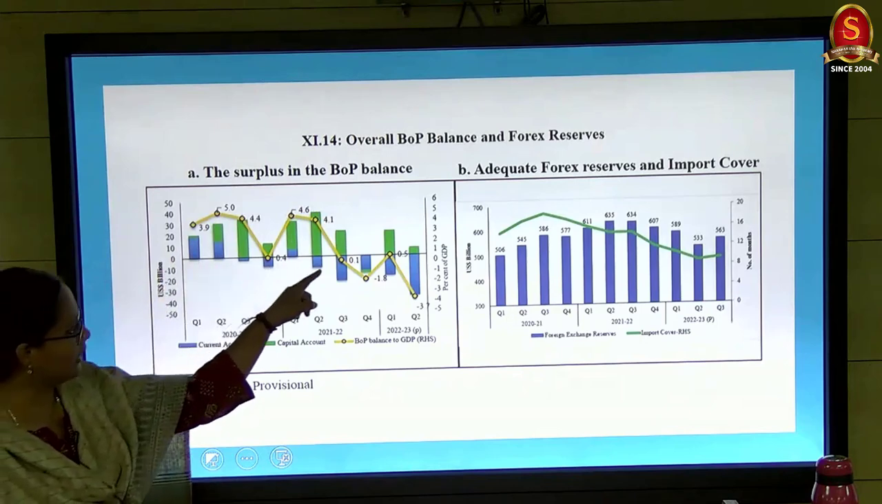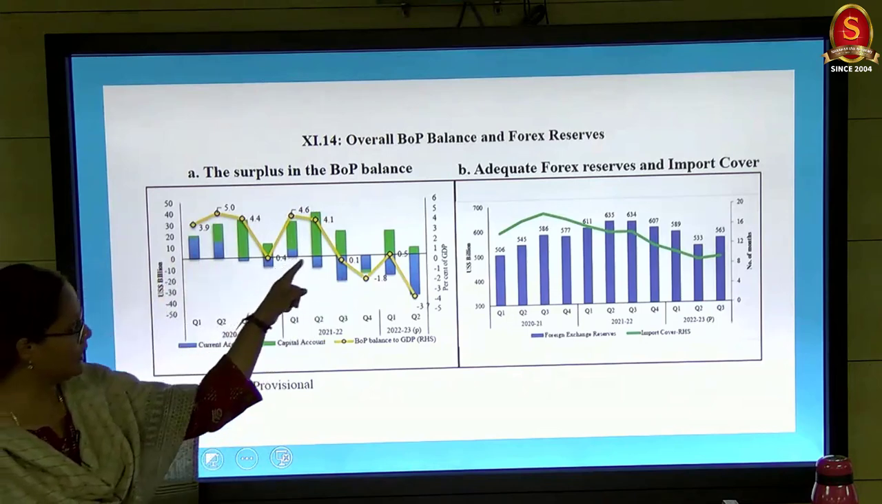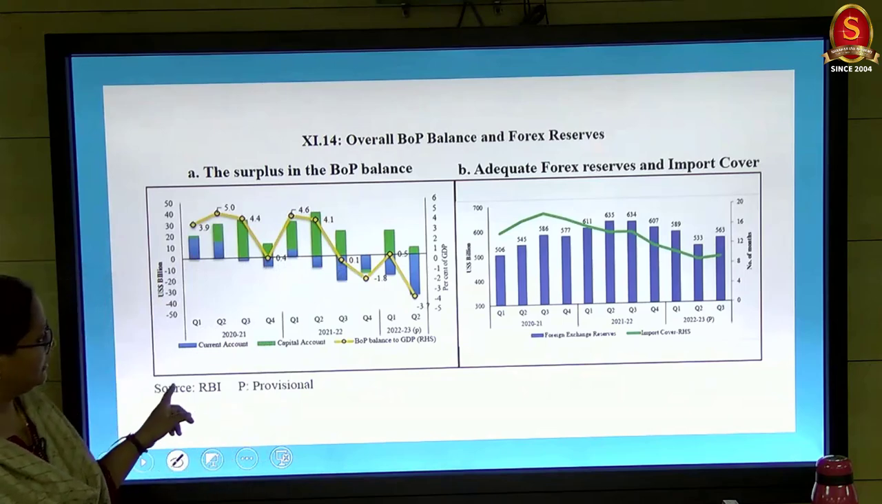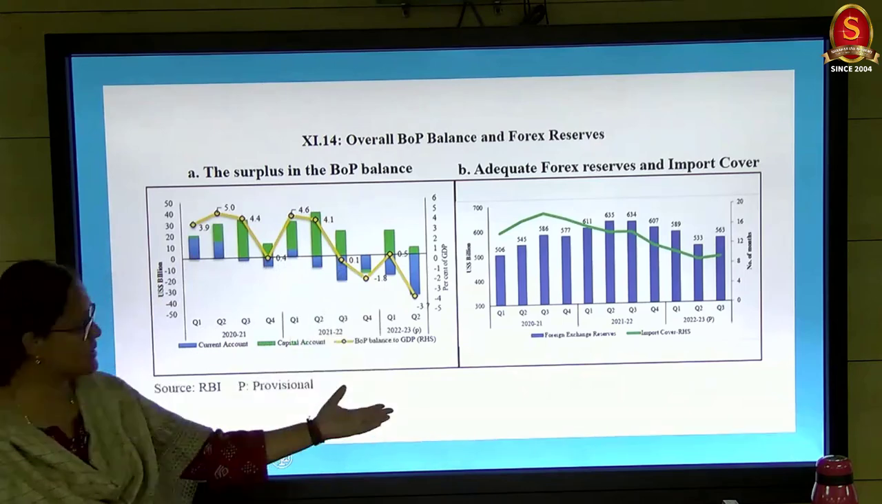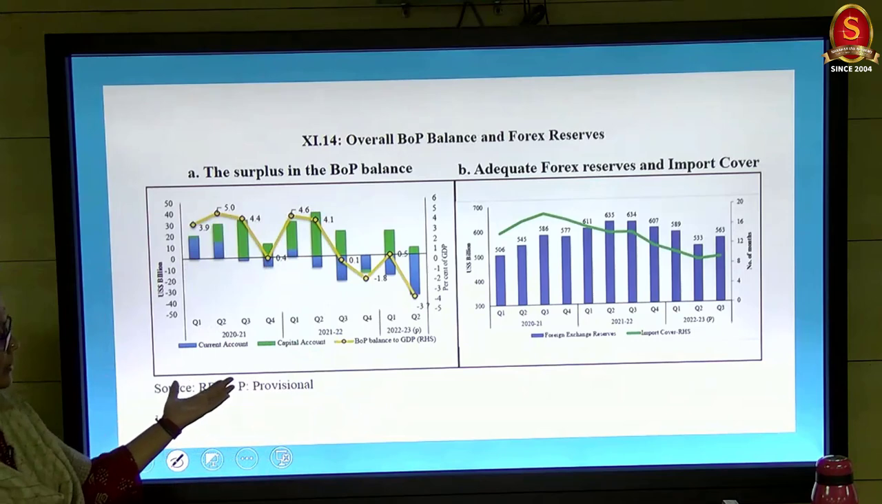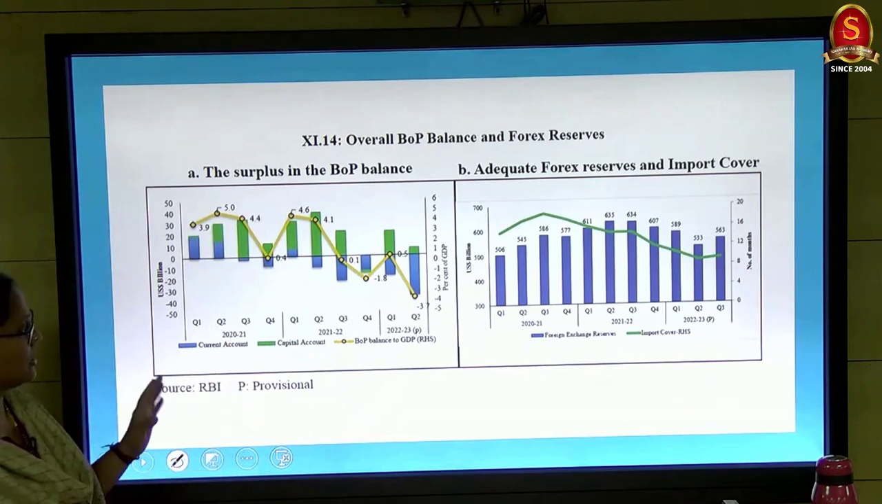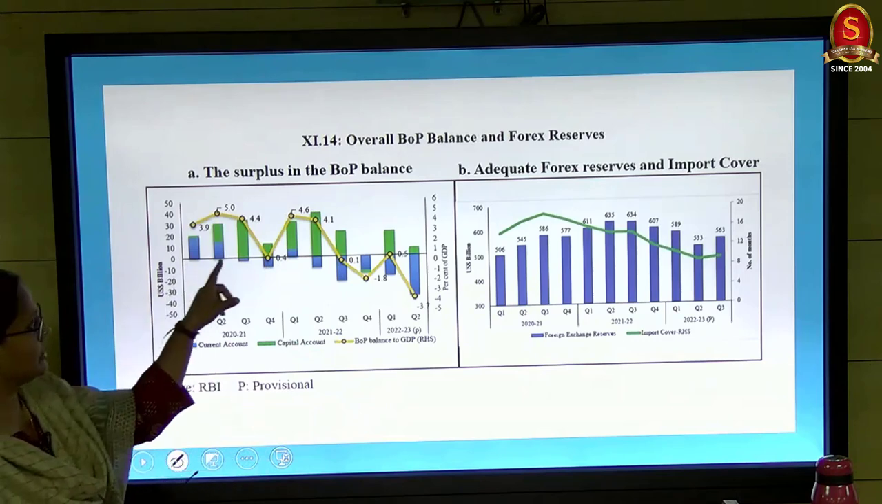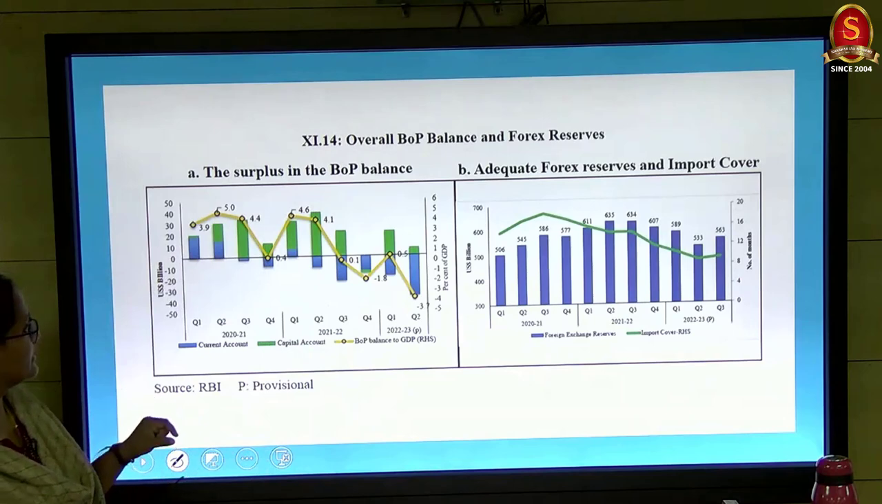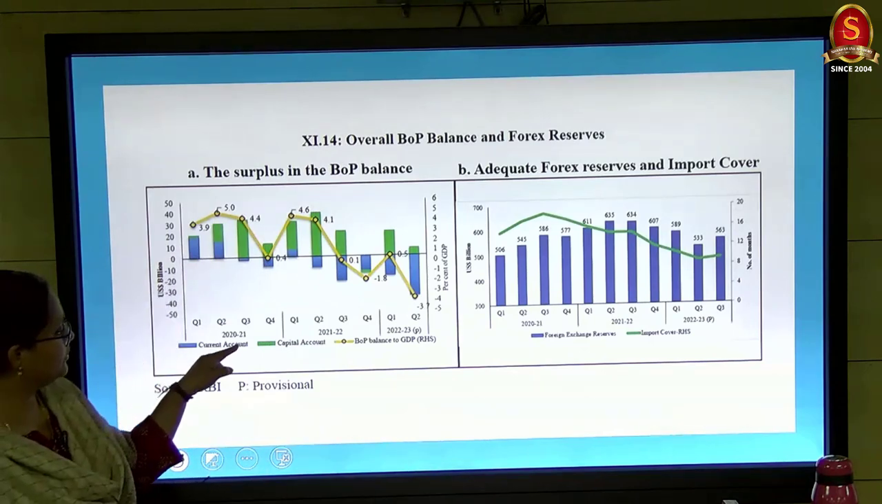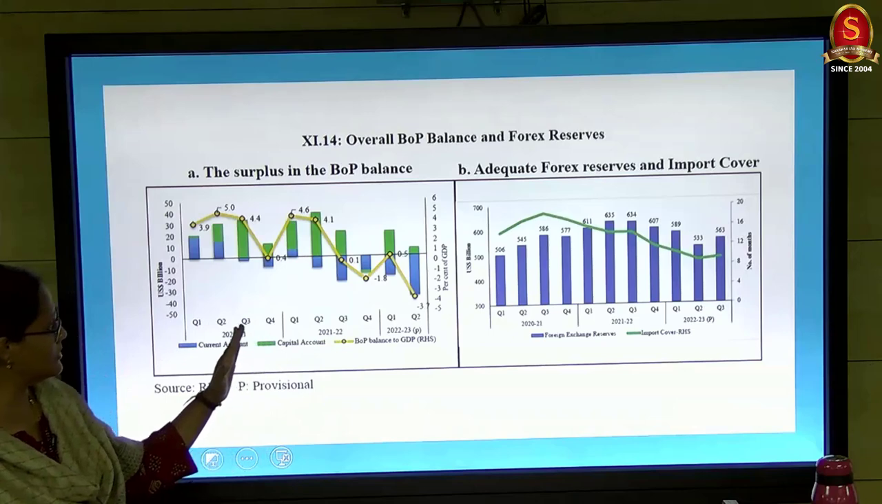The blue color is all current account. The green color is all capital account. And then they have also presented BOP as a percentage of GDP. You know the meaning of it. So I am just going to tell you about the current account and the capital account colors. You can see that in 2021, they have split it across the quarters.